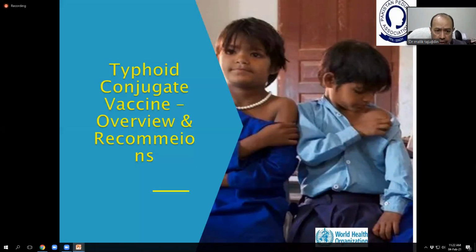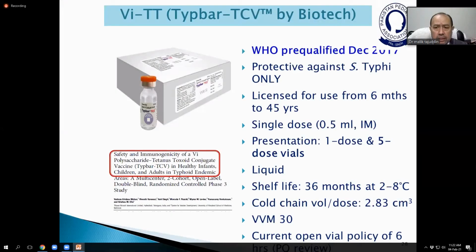So, typhoid conjugate vaccine is a pre-qualified vaccine, pre-qualified in December 2017, protective against Salmonella typhi only, not paratyphi. Licensed to use from 6 months to 45 years. A single dose is required.